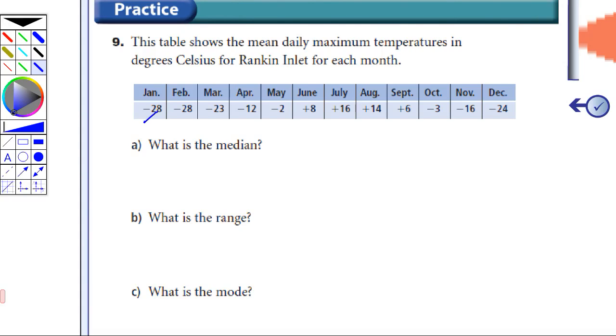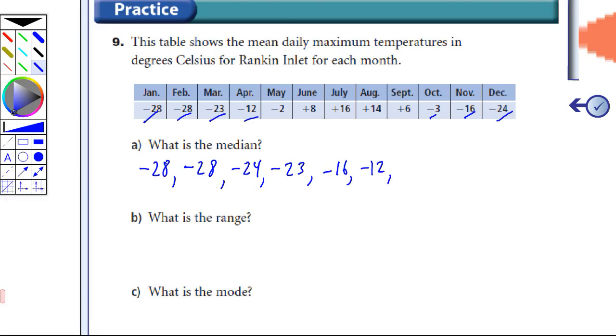So I'll start with January, so minus 28. February, cross that off, minus 28. The next is going to be December at minus 24. Then we have March at minus 23. Then we have November at minus 16. Then we go to April for minus 12. Then October, minus 3. May, minus 2. September, plus 6. June, plus 8. The next warmest is August, and then July at plus 16.